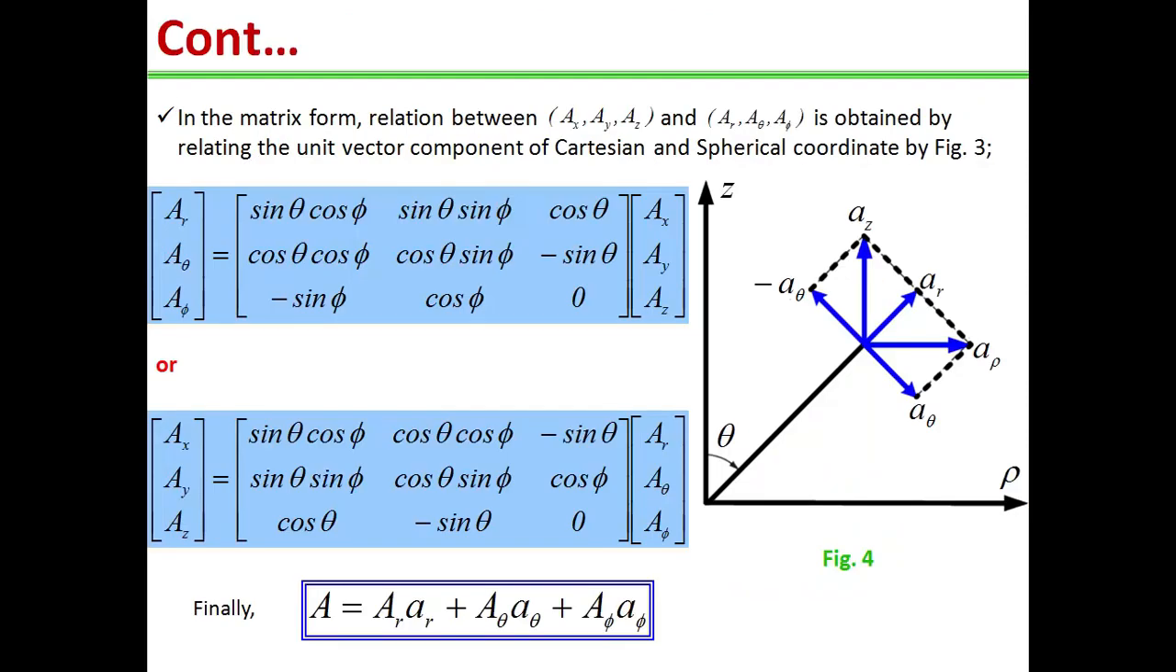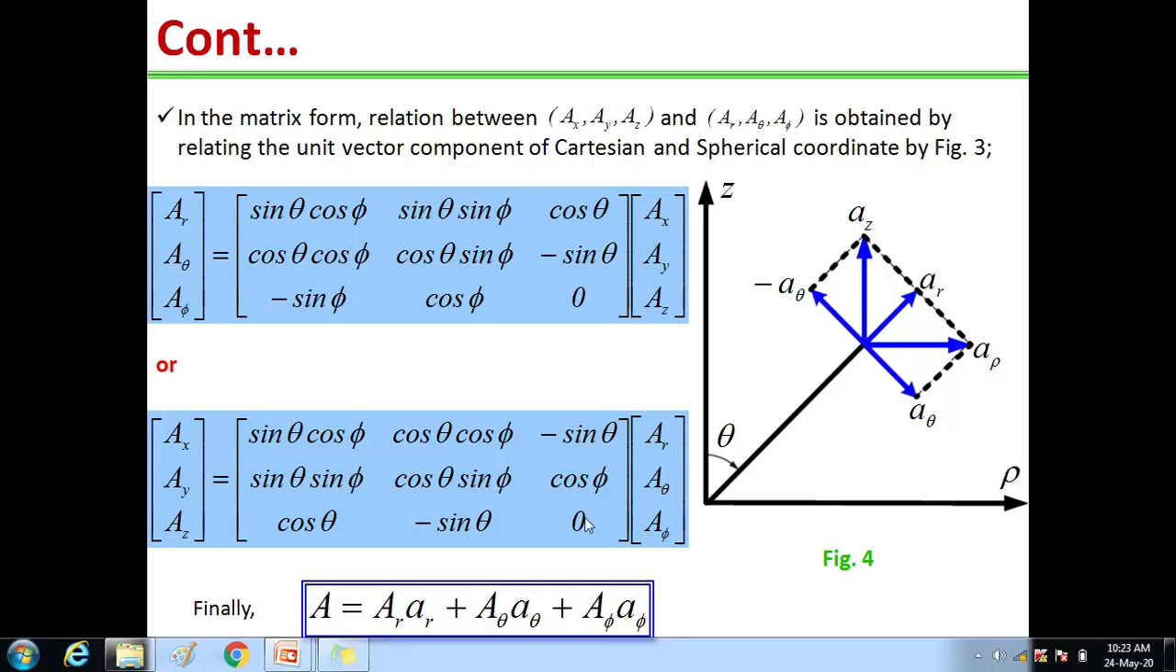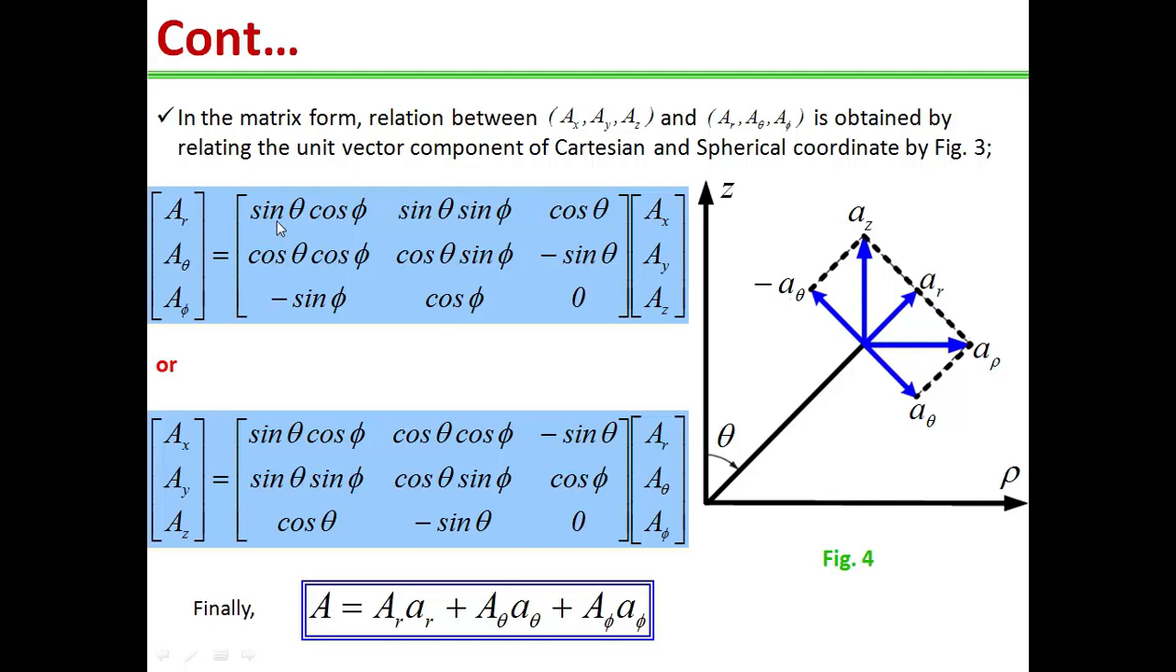Now to find the relation between the magnitude components of r, theta, phi with the magnitude components of ax, ay, az, the unit vector components are broken and put into the standard relation. So after solving this, we will find the matrix relation: [sin theta cos phi, sin theta sin phi, cos theta; cos theta cos phi, cos theta sin phi, minus sin theta; minus sin phi, cos phi, 0] multiplied by ax, ay, az, and this will be equal to ar, a theta, and a phi.